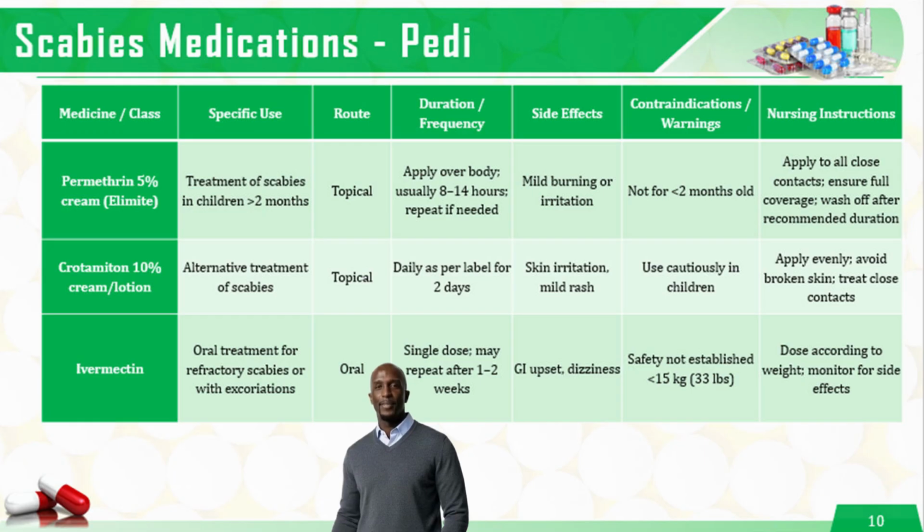Here we discuss treatments for pediatric scabies. Permethrin 5% cream is first-line therapy for children over 2 months old. It is applied over the entire body and washed off after 8 to 14 hours. Side effects include mild burning or irritation.